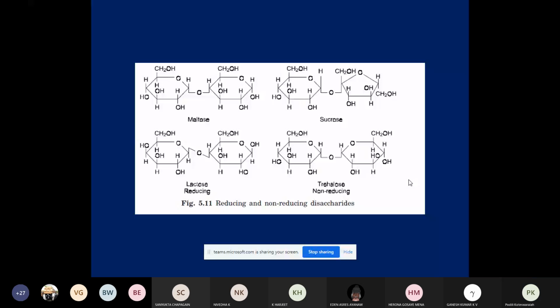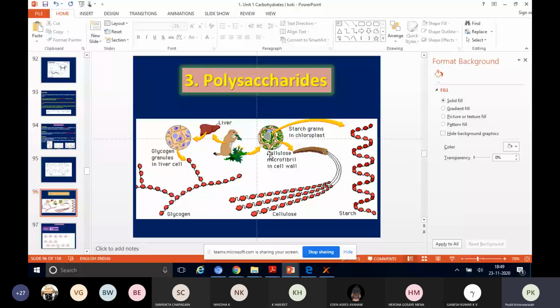And in addition to this, we have raffinose, which is a trisaccharide composed of glucose, galactose, and sucrose with alpha 1,6 linkage. This you can see later. So this is about the disaccharides. Polysaccharides, we will discuss in tomorrow's class.